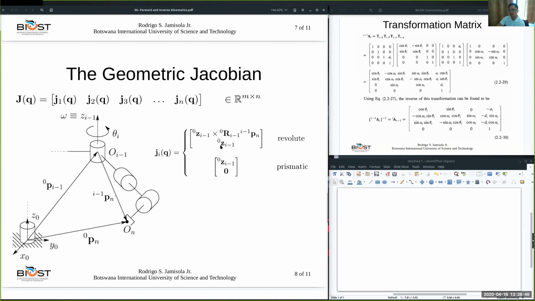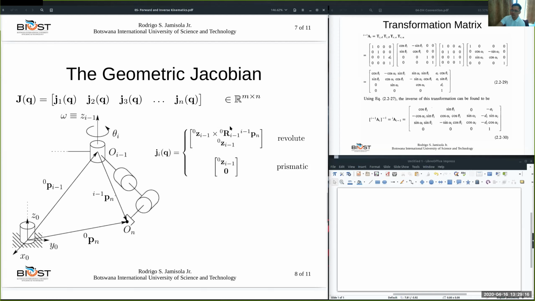So we take the cross product of this axis against that position vector, p(i-1) to n. This is the position vector, and then we get the rotation of this axis crossed with that position vector to find the end effector position and orientation for this particular joint motion.